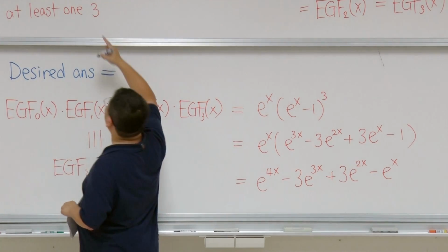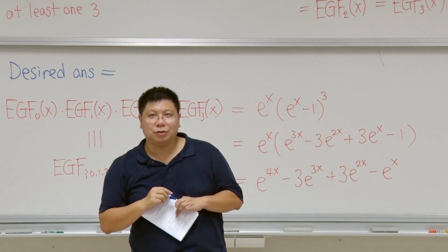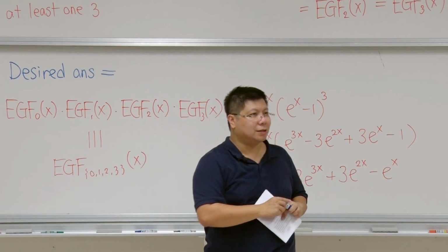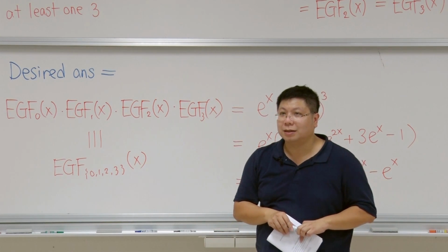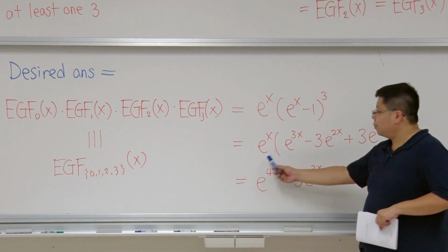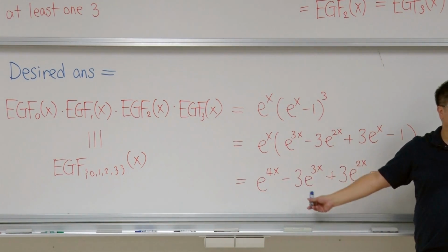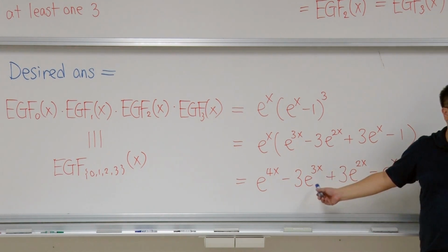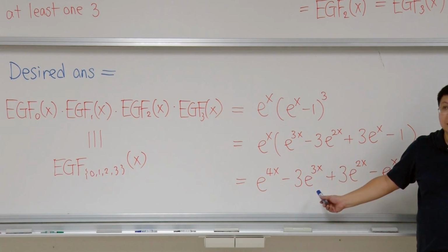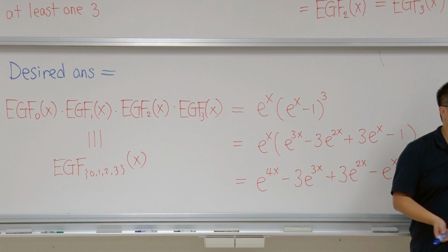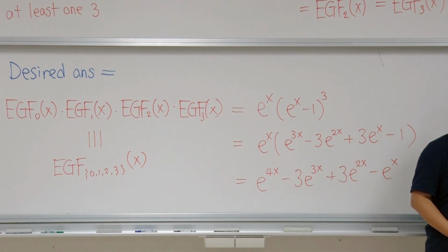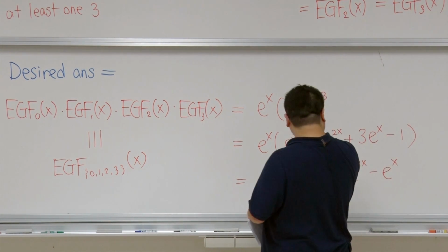This will be equal to... so we want to find out how many ways there are to permute to get an r-digit string. So what do we want? We want the coefficient of the x to the power r term of this one, multiplied with r factorial. This is what we want. Is that okay?